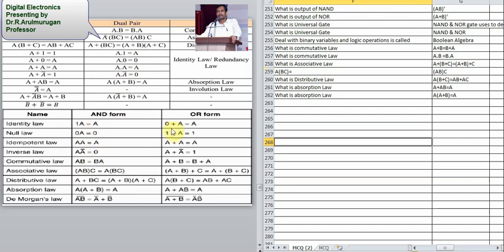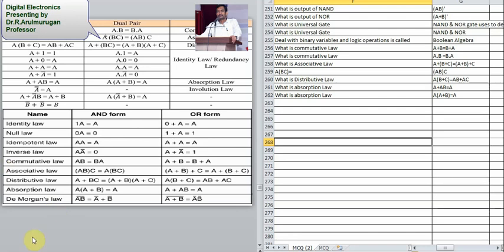Similarly for the OR gate: 0 plus A is equal to A, and 1 plus A is equal to 1. Then A plus A bar is equal to 1. So this is the inverse law. That one we have already discussed.